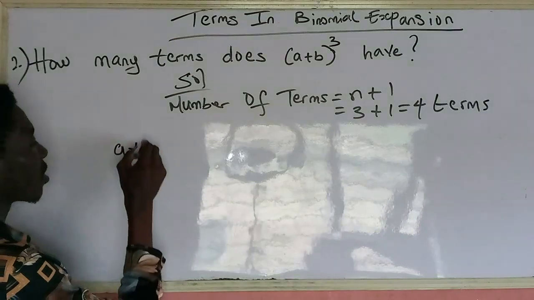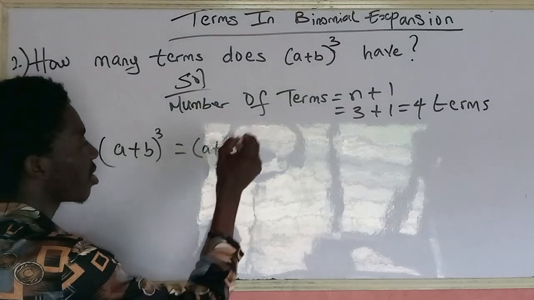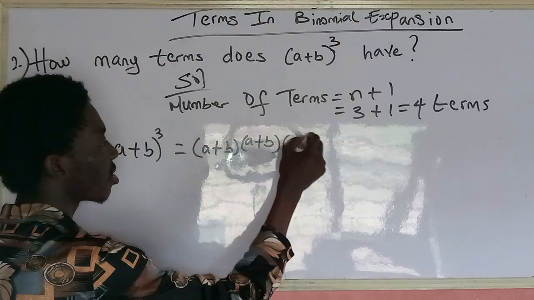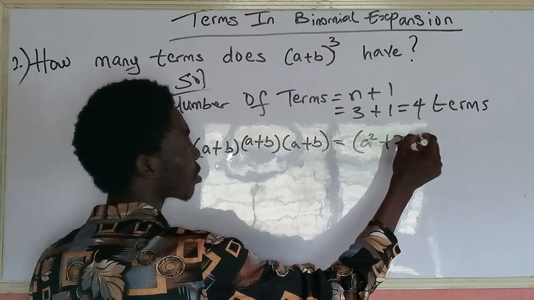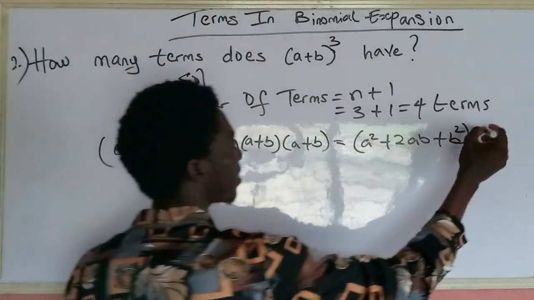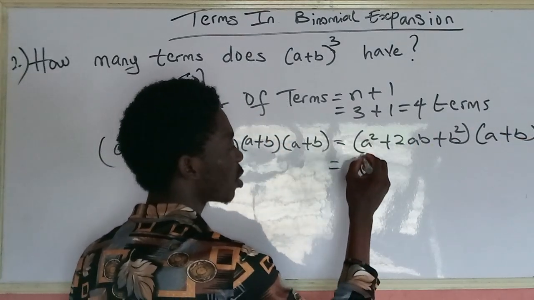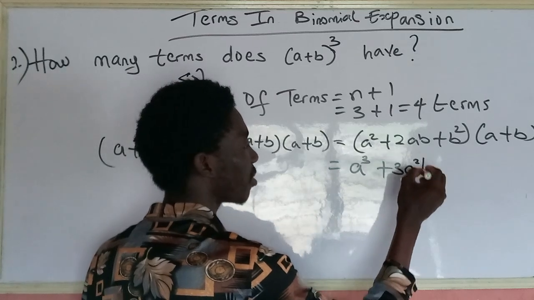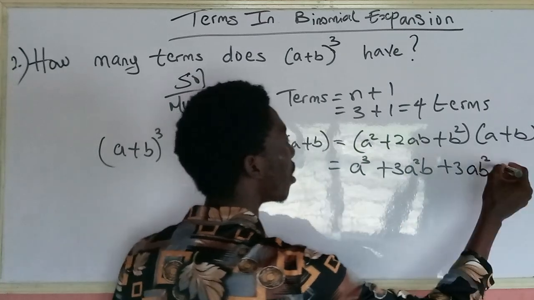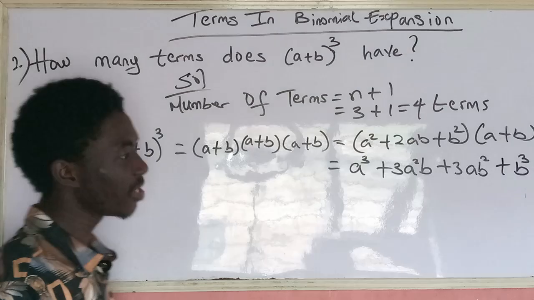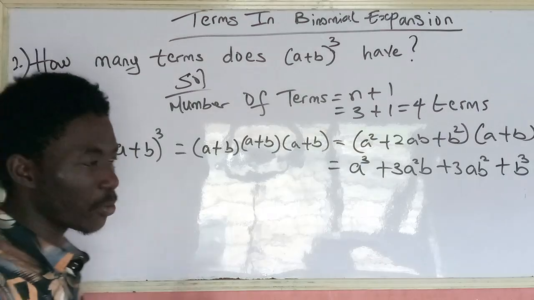So we have (a plus b) raised to power 3. When you expand this, you have (a plus b) times (a plus b) times (a plus b). When you do these two, you have a squared plus 2ab plus b squared, and this (a plus b). When you have this, you have a final answer with what? a raised to power 3 plus 3a squared b plus 3ab squared plus b cubed. So you can see you have an a cubed plus 3a squared b plus 3ab squared plus b cubed.